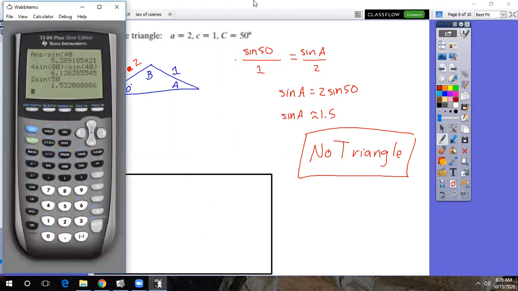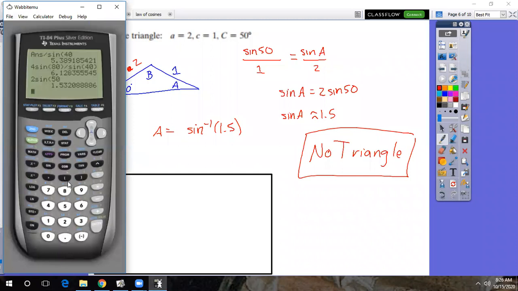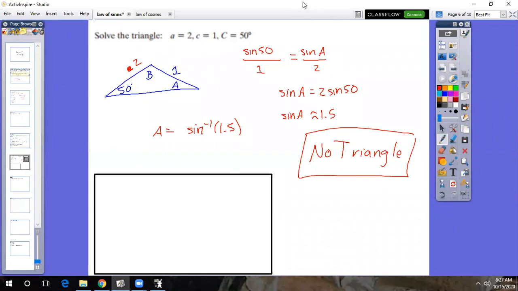If you're unsure though, remember what I could do algebraically to solve for A is take the sine inverse of each side. Now I'll be left with A is equal to sine inverse of 1.5. And if you really want to try to do that with your calculator, here's what happens. If you do sine inverse of 1.5, your calculator says, uh-oh, error domain. What a domain error means is that I've entered something that is not within the domain of sine inverse, which means that sine inverse of 1.5 does not exist. So there is no triangle.